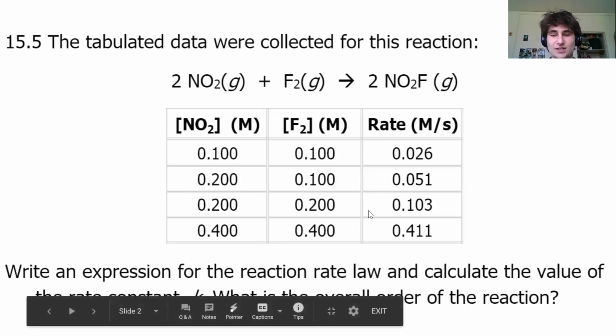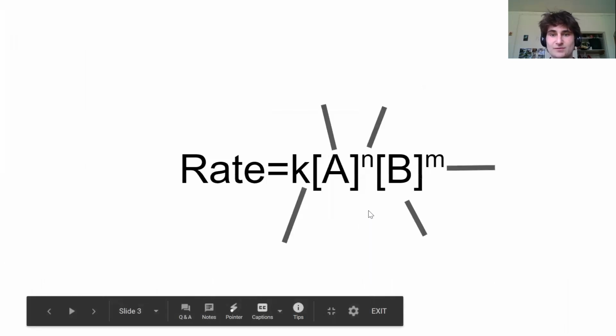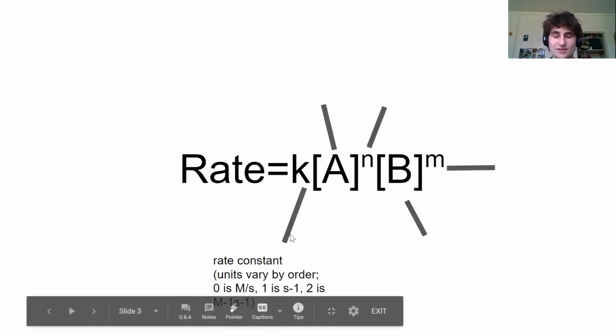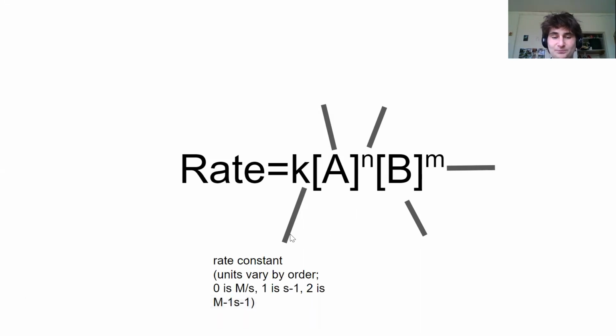So first we're gonna define some variables or some equations. So we have that the rate is equal to the rate constant, which units vary by order. So in a 0 order reaction, we'll have it in molars per second. In a first order reaction, we have it in seconds to the -1. And in a second order reaction, we have it in molar to the -1, second to the -1.